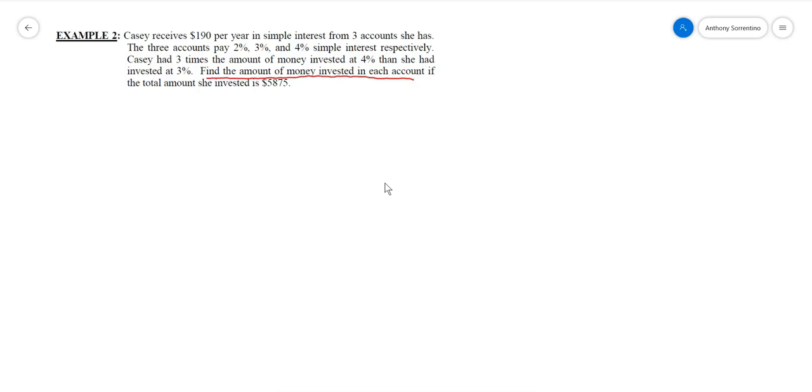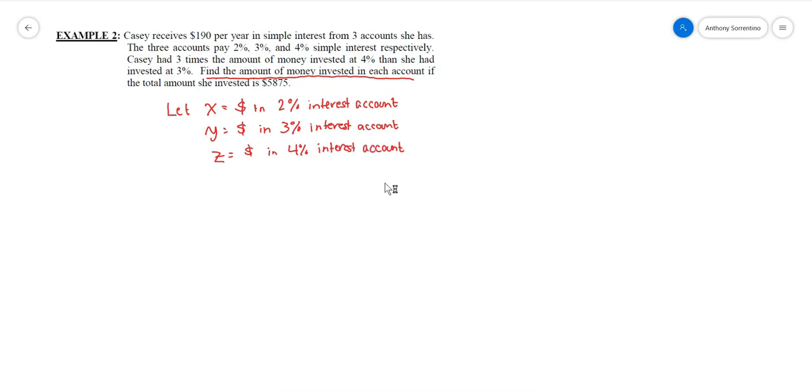So the first thing here, we want to find the amount of money invested in each account. There were 3 accounts, so I'm going to let x equal the amount of money in the 2% interest account, and of course the others are going to be y and z. So what we need to do is come up with 3 equations that relate these 3 unknown values together if I'm going to have any hope at all of solving this system.